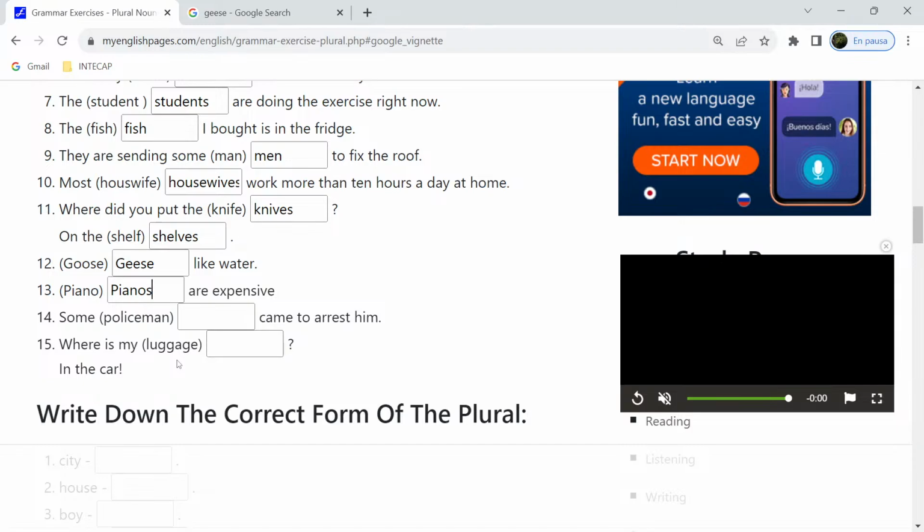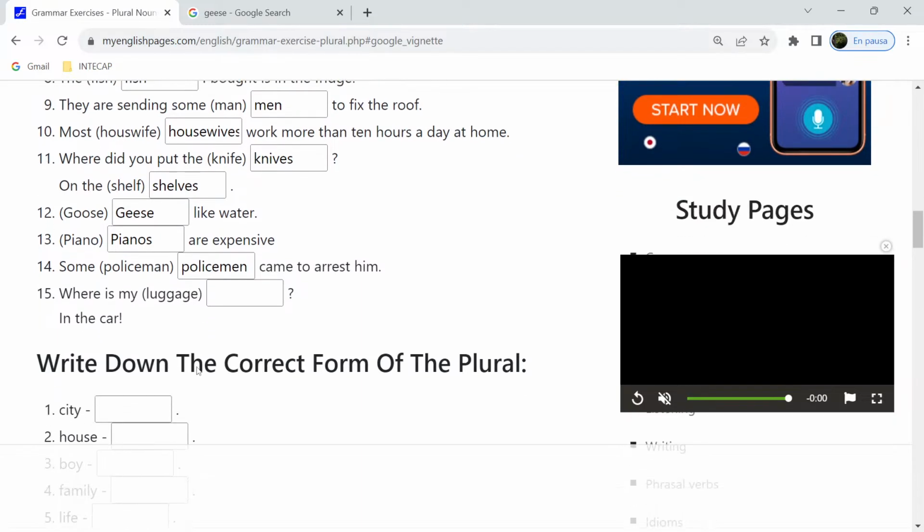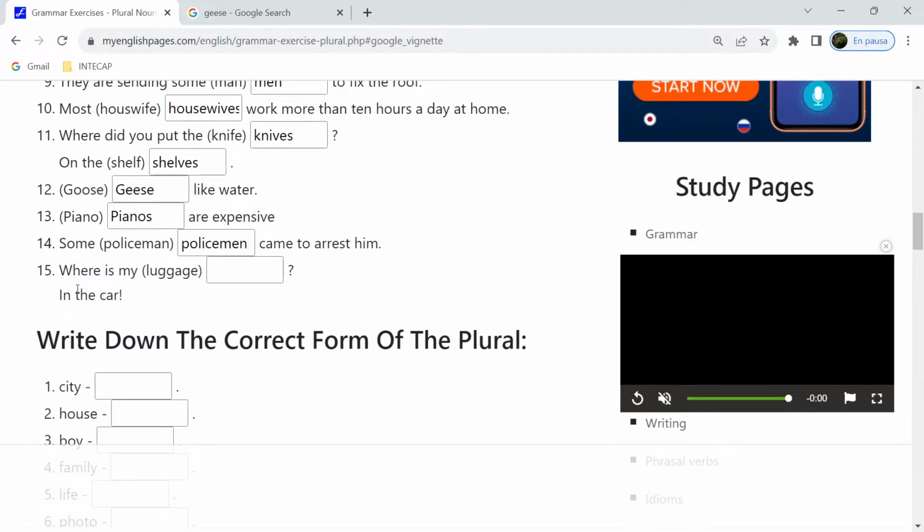Calixte, do you have number 14? Or let's see, Esperanza, do you have it? Some policemen came to arrest him. There you go. Some policemen came to arrest him, right? That's it. Cool. Now let's go with number 15.